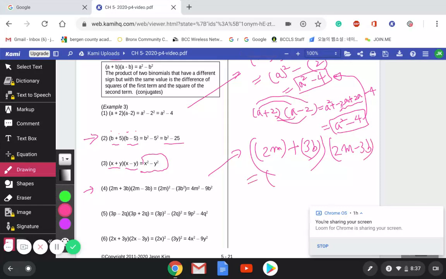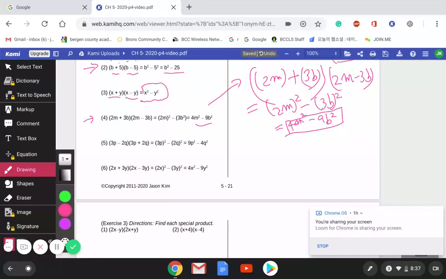So that becomes first term squared minus second term squared. So what is 2m squared? It's 4m squared. What is 3b squared? 9b squared. So you can get the answer very quickly if you have this particular format.